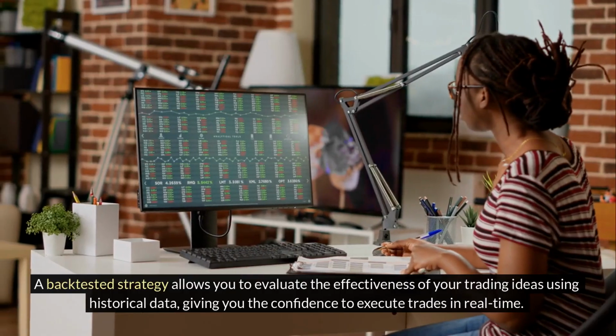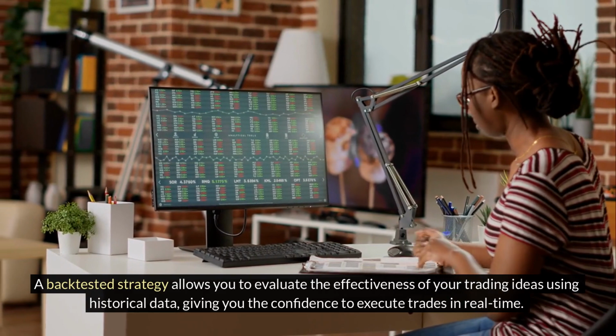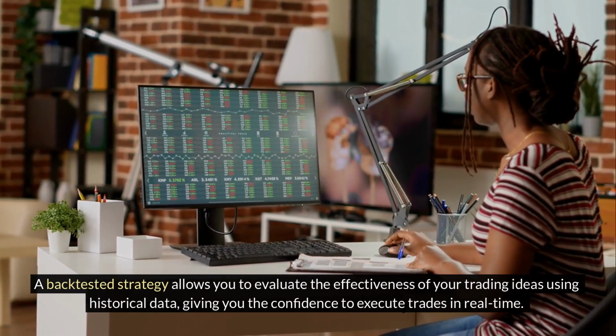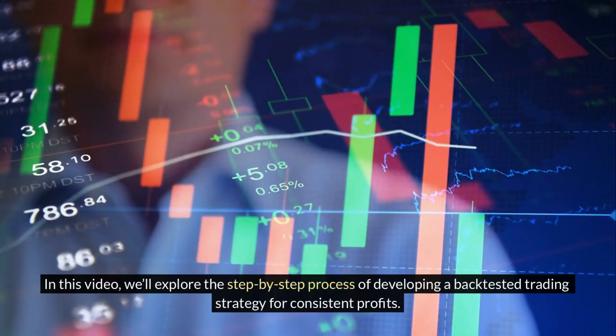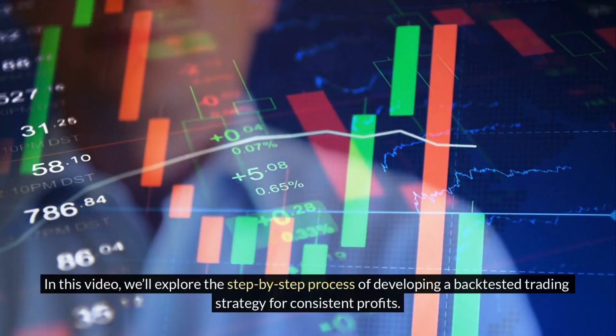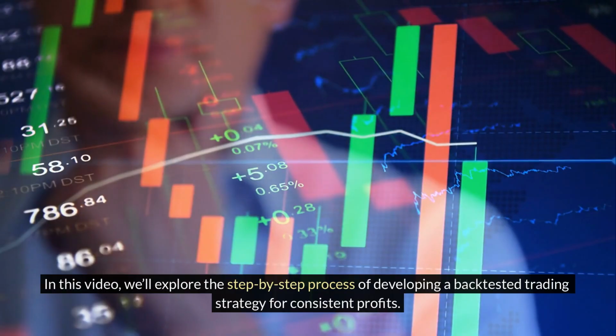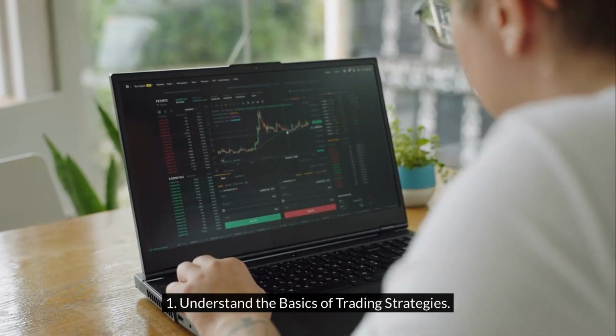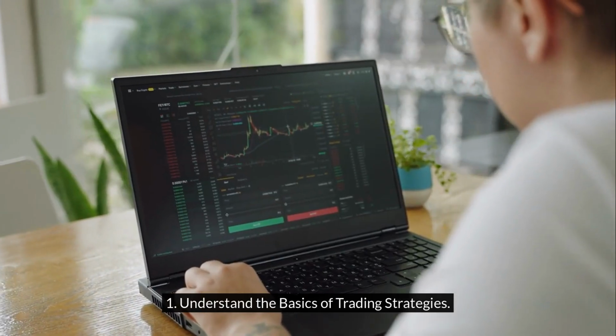A backtested strategy allows you to evaluate the effectiveness of your trading ideas using historical data, giving you the confidence to execute trades in real time. In this video, we'll explore the step-by-step process of developing a backtested trading strategy for consistent profits. 1. Understand the basics of trading strategies.